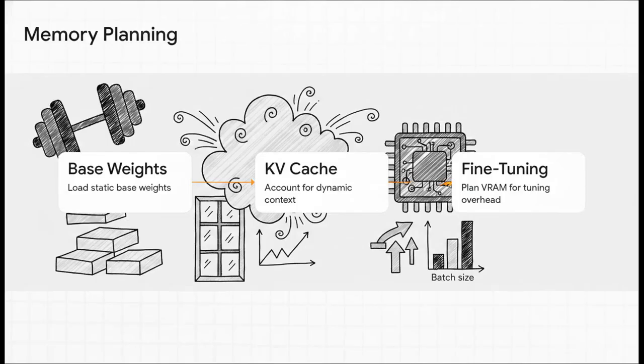Now, let's ground this in real-world usage. Those estimates we just talked about only cover the static base weights. That's step 1. Step 2, you have to plan for additional dynamic memory for your KV cache. This cache grows larger the longer your prompt and response get, especially if you actually try to fill up that massive 256K context window. And step 3, if you plan to fine-tune the model yourself, prepare for some drastic VRAM increases depending on your exact framework and batch size.